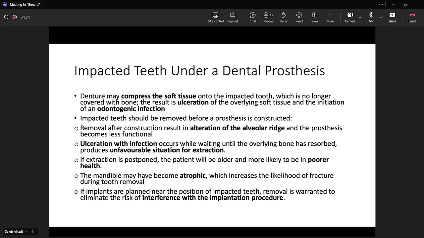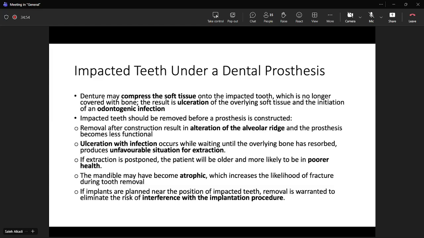Another thing, if you postpone the extraction until the patient becomes older, as we mentioned earlier, the poorer health of this patient may result in delayed healing and more complications. And in a very common scenario, when the ridge resorbs to a severe extent, it may become atrophic, like an atrophic mandible. If you extract a tooth with an atrophic mandible, there is a high chance of fracturing the mandible during extraction.